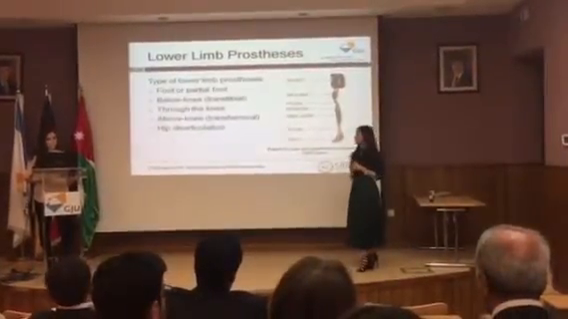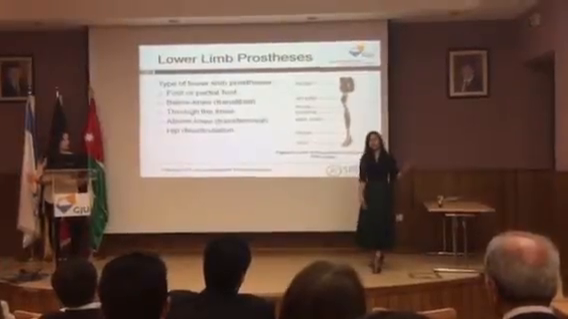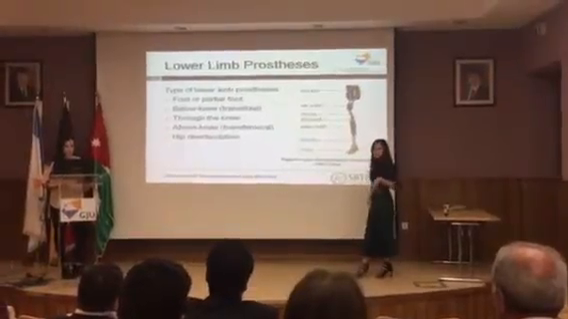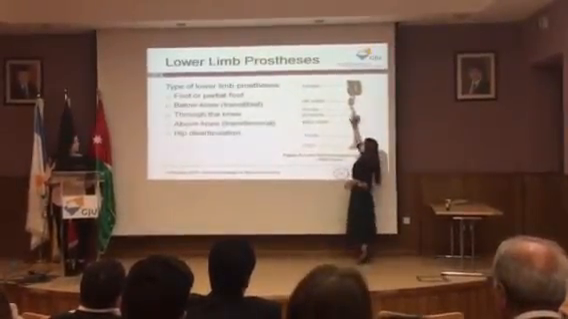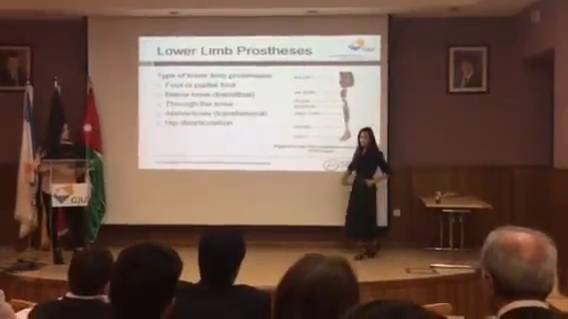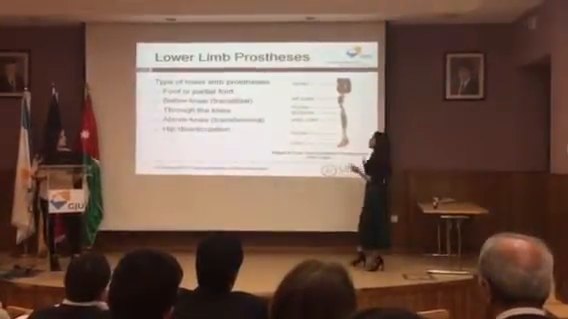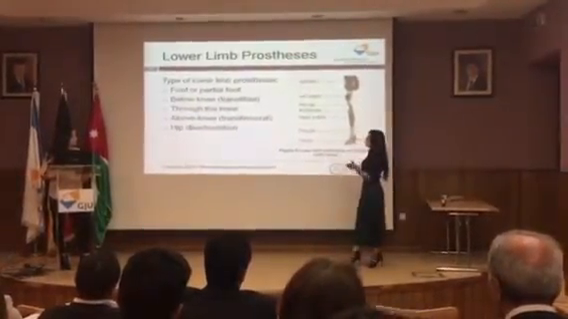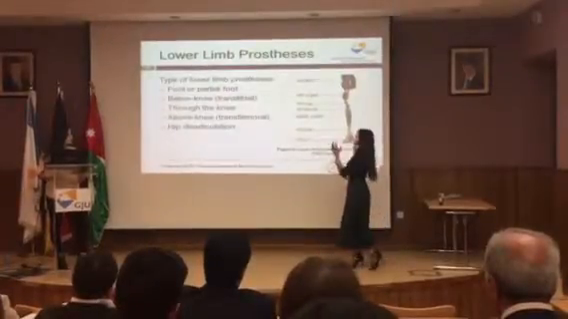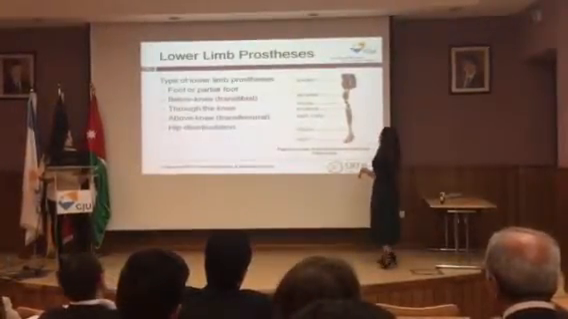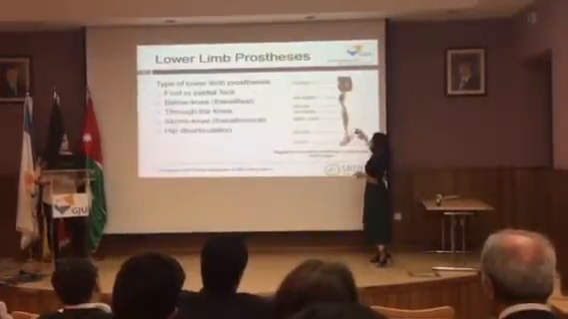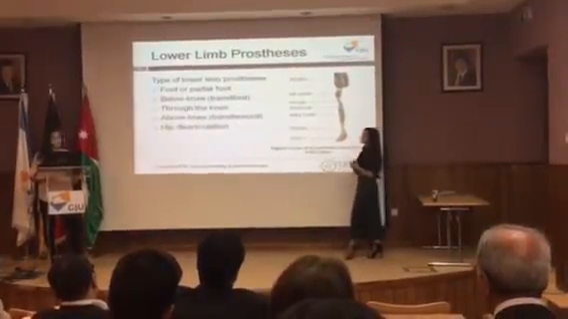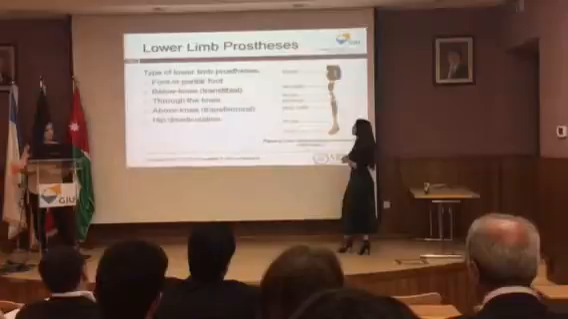Then we have the above the knee transfemoral prosthetic, which is, as its name suggests, above the knee. Along with the knee component, it also has a pylon or a shank, which you can see here between the knee component and the hip socket. And then the most extensive type of lower limb prosthetic is the hip disarticulation, which involves all the components we can see in this figure: the foot, the pylon which attaches the foot to the knee joint, another pylon between the knee joint and the hip joint, and the socket of the hip.